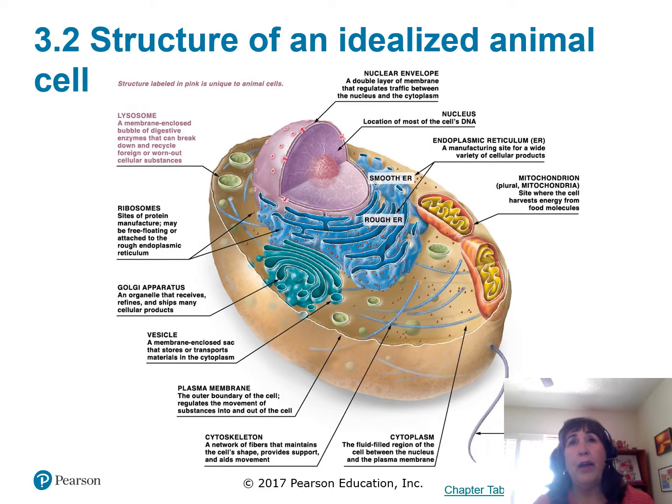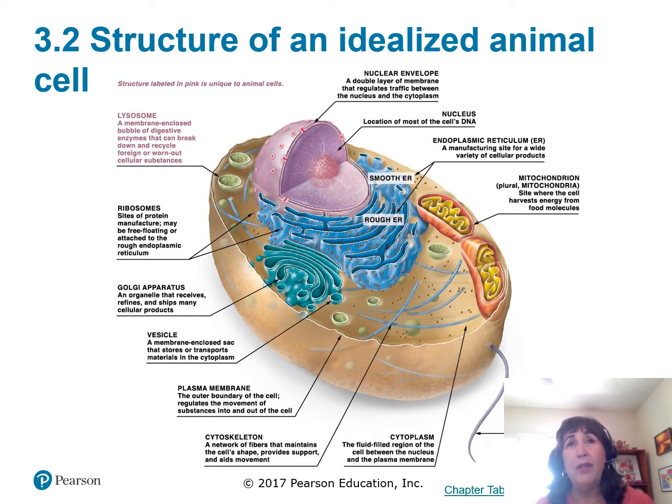I love this diagram. This is the structure of an idealized animal cell. So at first, at the top of the cell, you see the nuclear envelope enclosing the nucleus. And within the nucleus, you see the nucleolus. And the nucleolus, its function is to produce ribosomal RNA, which produces the ribosomes.